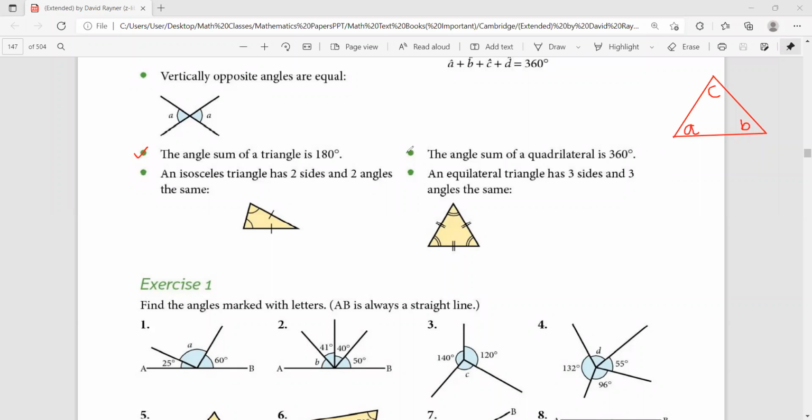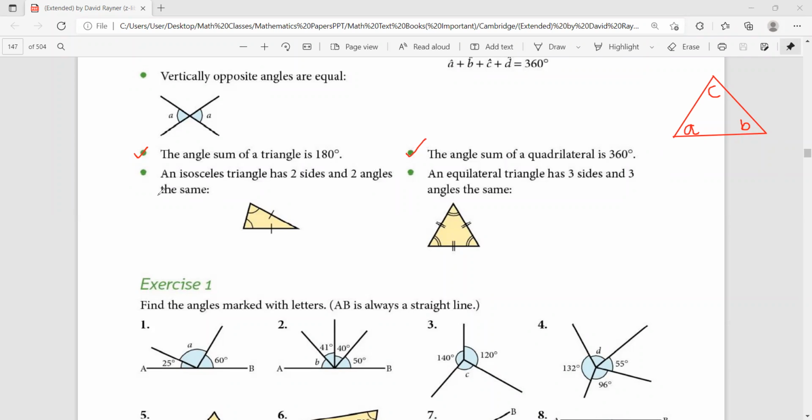The next one, the angle sum of a quadrilateral is 360. That means the interior angles of a quadrilateral add up to 360. You can take a trapezium, square, or rectangle, and in a similar way, when you add the four angles, it's 360. So that's the next theory.